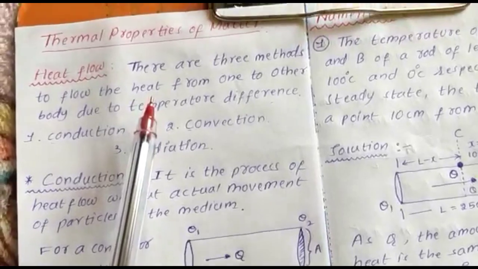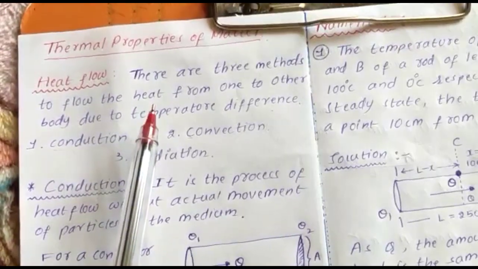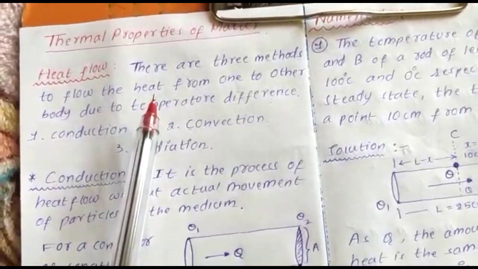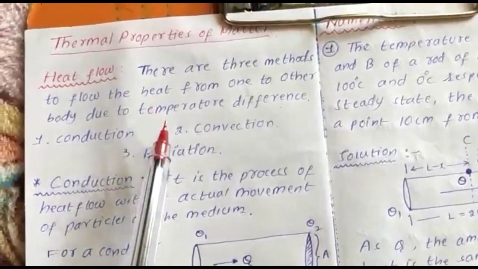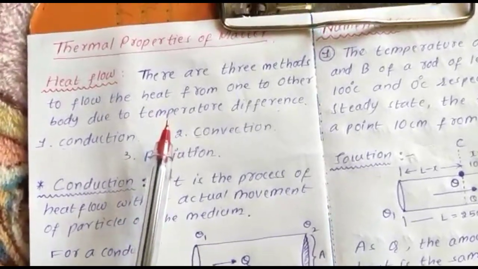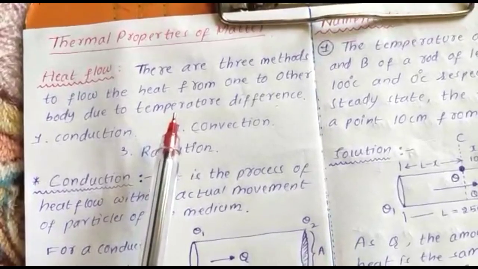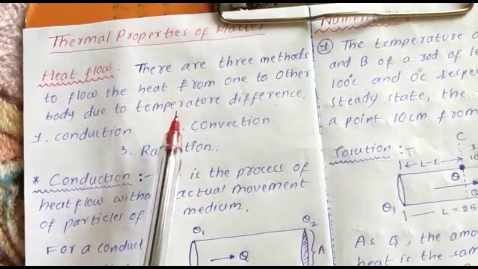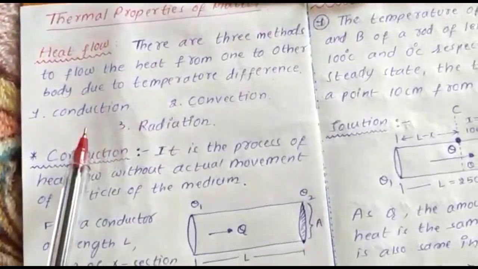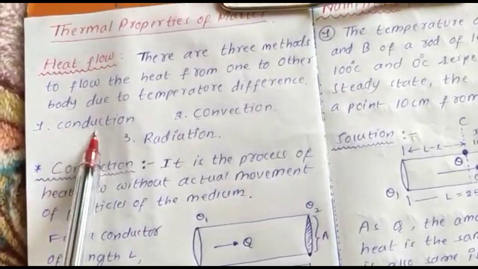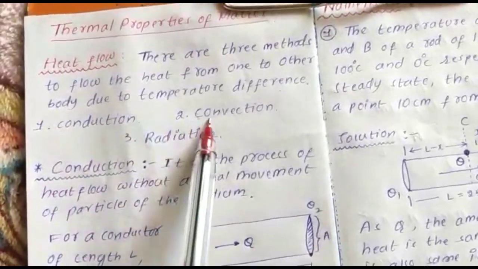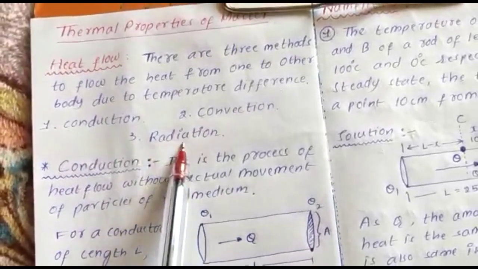Therefore the temperature difference is compulsory for heat to flow from one body to another body, or from one part of the body to another part of the body. There are a total of 3 methods for heat to flow from one part of a body to another part, or from one body to another body. The first process is conduction, the second process is convection, and the third process is radiation.